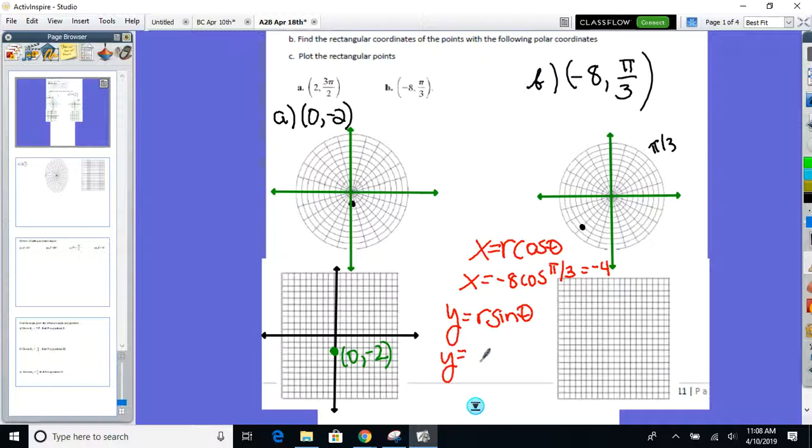Say that again, Matt. So you can do -8 in your calculator times cosine. Hit your cosine button. And then, if you're in degree mode, you got to put in 60. If you're in radian mode, you can put pi over 3. What mode you want to be in.